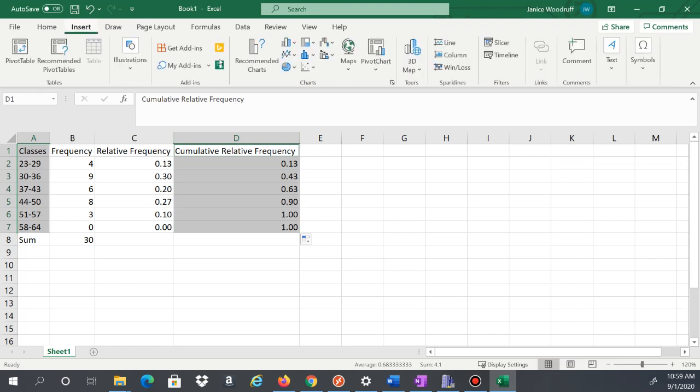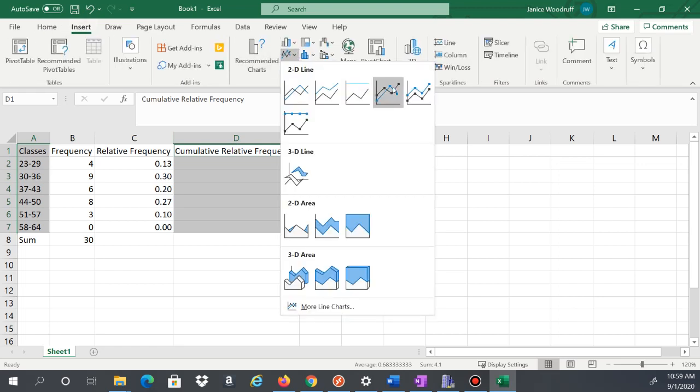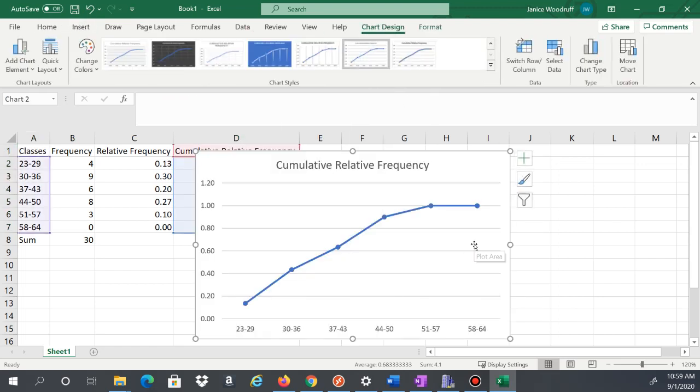And then insert, and then I want a line graph. There's my ogive curve. And then you can play around with that. You can make it pretty, and then you can copy and paste it into a nice presentation if you're ever going to do a presentation with statistics. So always go for the Excel rather than the drawing. Looks a lot nicer.